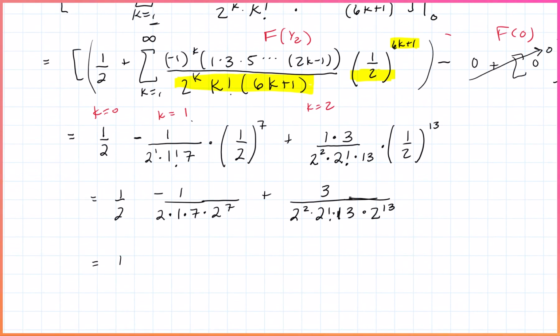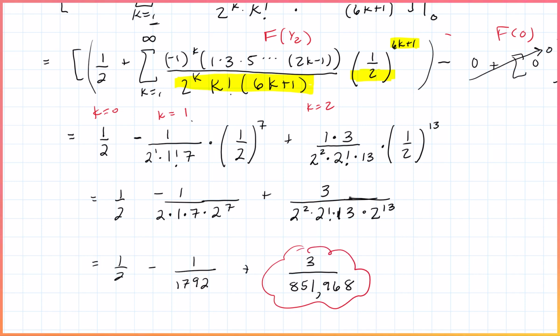Okay, so I grabbed my calculator. Let's see what we got. So 1/2, the denominator of the first term is 1792. The denominator of the k equals 2 term, technically our third term here, is 851,968. And I can stop actually right there because this term right here is less than 1 over 10,000.